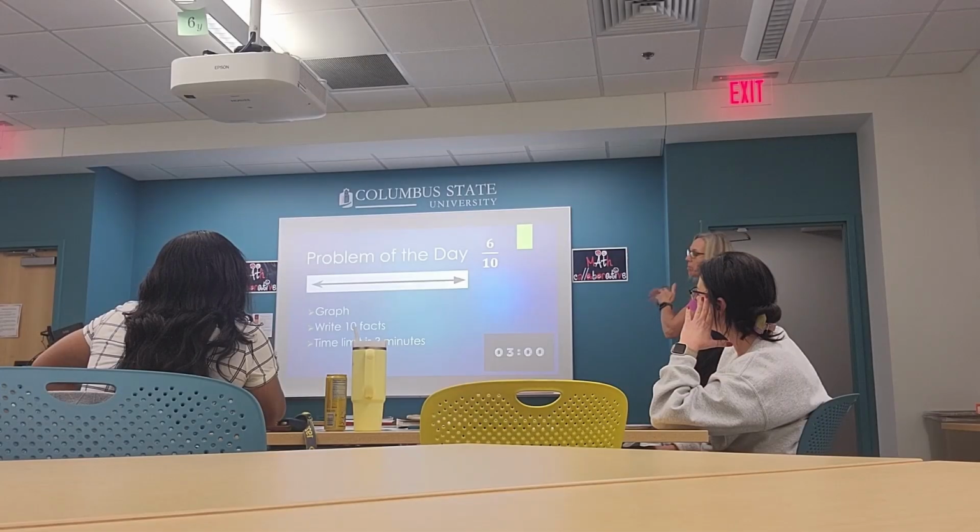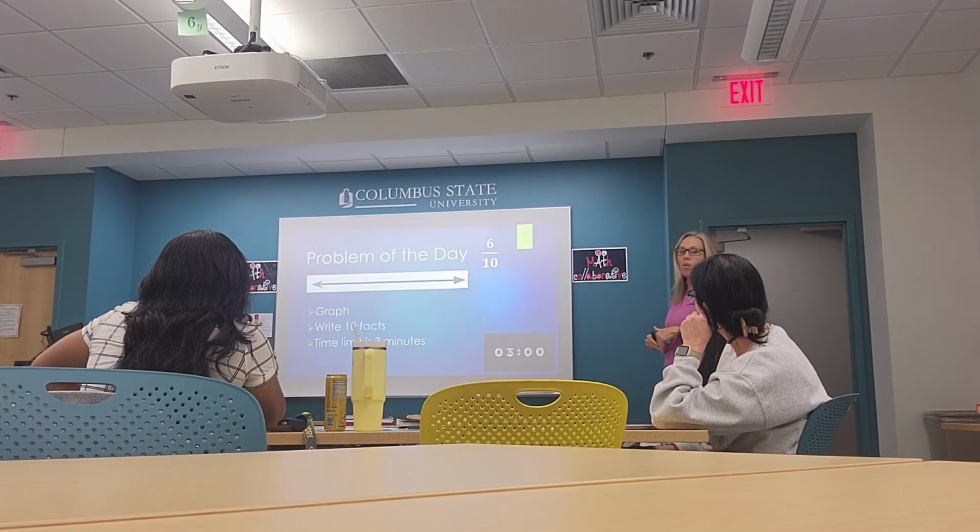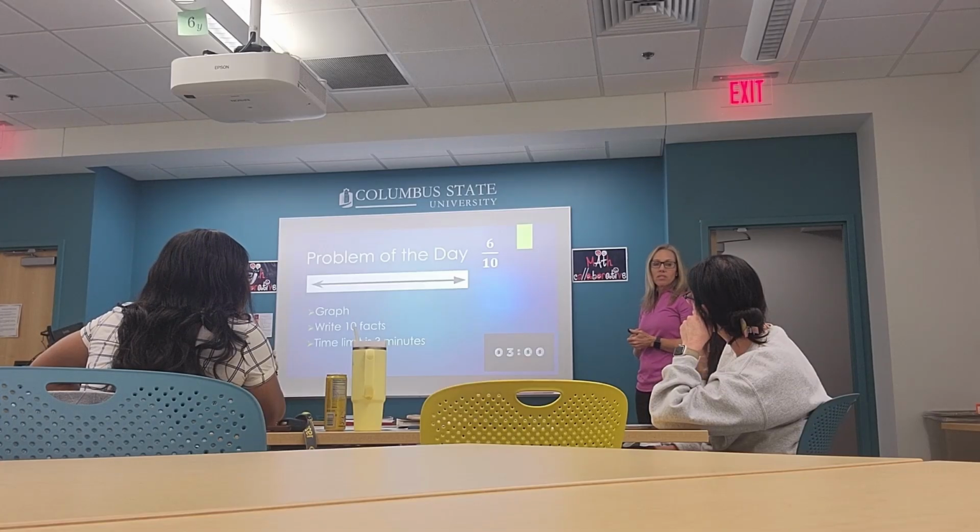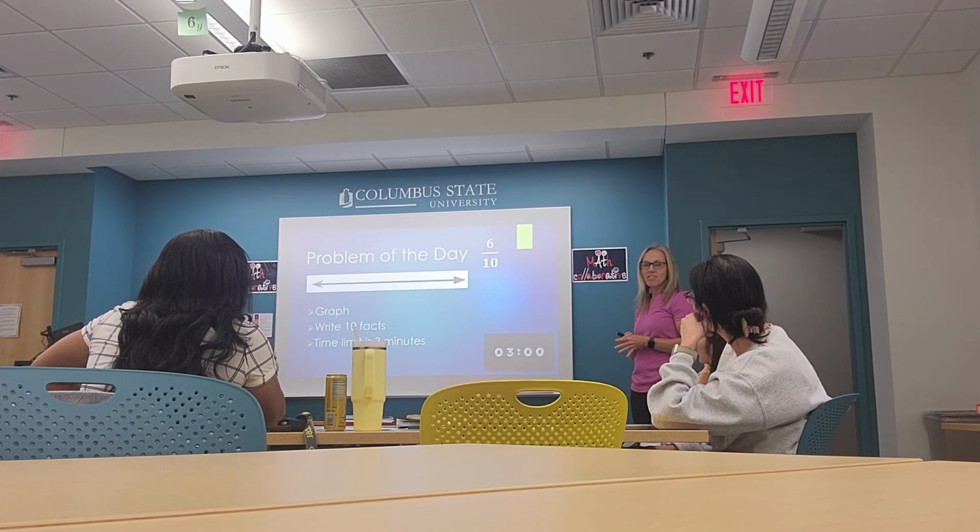If you gave them this problem and you were in the routine of doing problem of the day, they knew they had to write 10 things. What might 7th grade, 8th grade students say about this fraction? They could say that it's greater than 50%. Okay. Close to 1. Okay. Greater than 0, less than 1. Okay. That it's 60%. Okay.